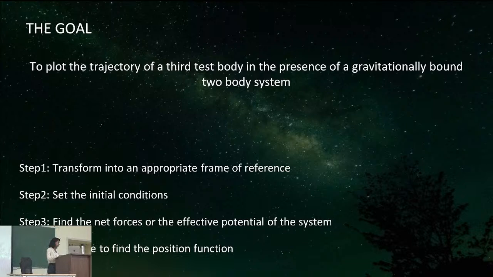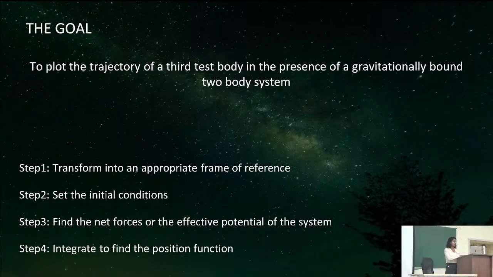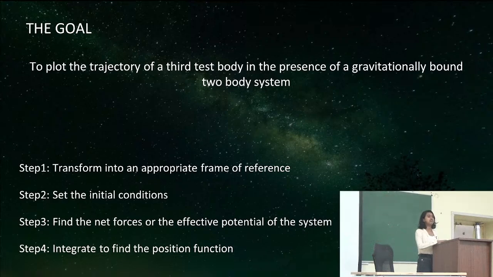That is the question we are solving. First, we're going to transform into an appropriate frame of reference. This is just for convenience of solving the problem. Then we have to set initial conditions. Then we find the net forces acting on this third test mass, or we can find the effective potential. We know that conservative forces are derived from a potential, so if we find the effective potential, that also works. And then finally we need to integrate.